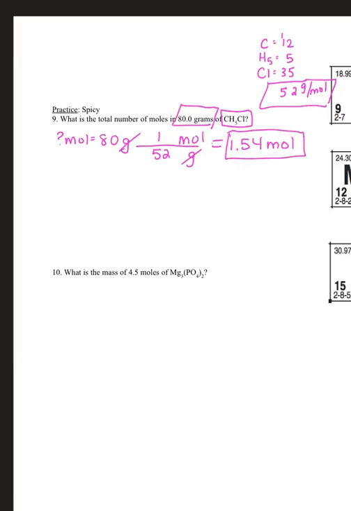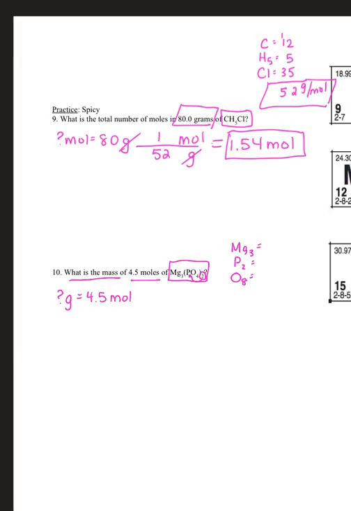Okay, last question. What is the mass? That means how many grams? How many grams are in 4.5 moles? Okay, we have to find our molar mass for the conversion factor. I have 3 magnesium. I have 2P, right? Because this subscript tells me that I have 2P, and I have 4 times 2, I have 8 oxygens, okay?